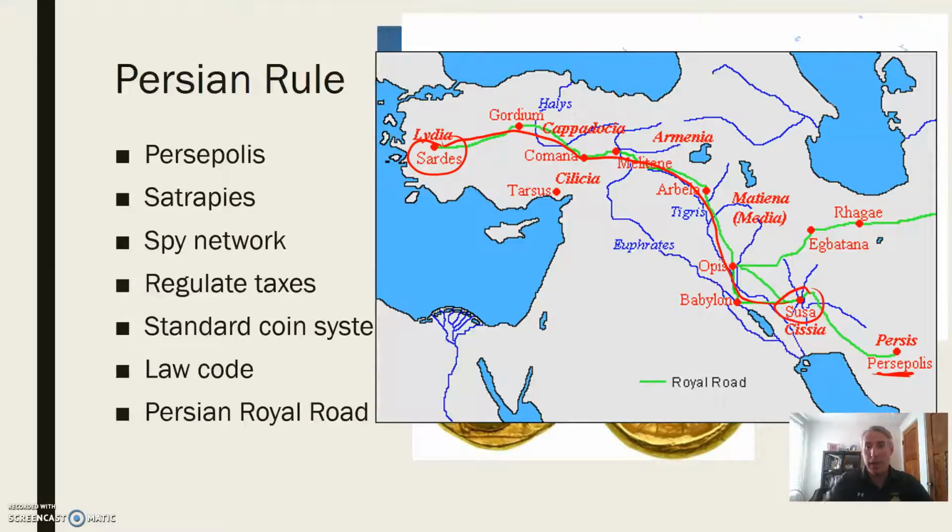If the spy network needed to get word to Persepolis or Susa that there were some problems going on in Tarsus or Comana or so forth, this Royal Road made things a lot more efficient. They had checkpoints every few miles or so where royal government officials could get fresh horses and resupply and so forth. So it was a very well maintained, very efficient system of travel, transportation, and communication as well.